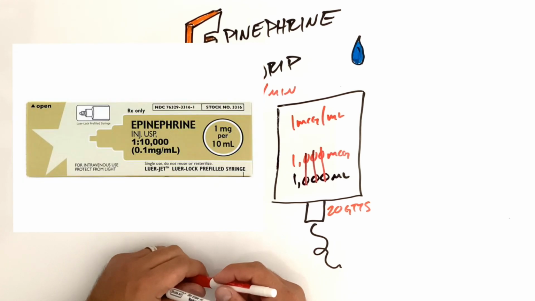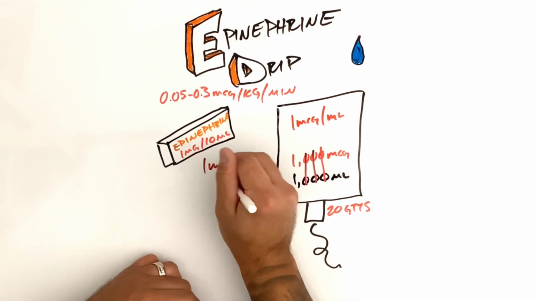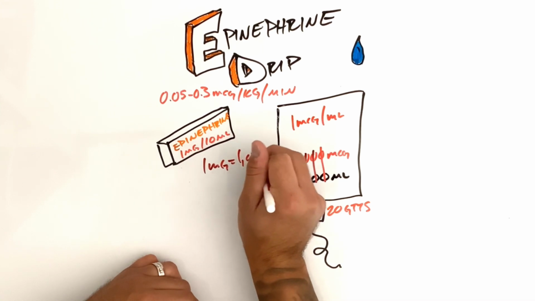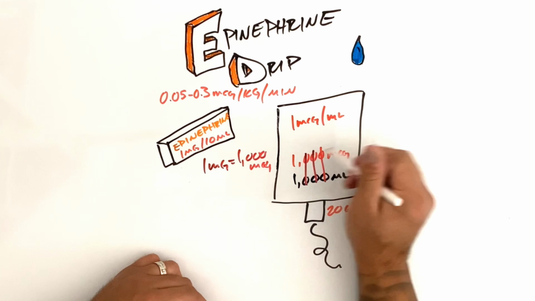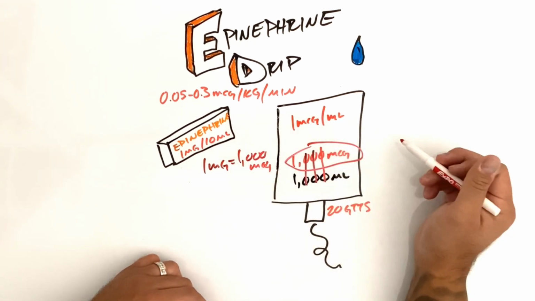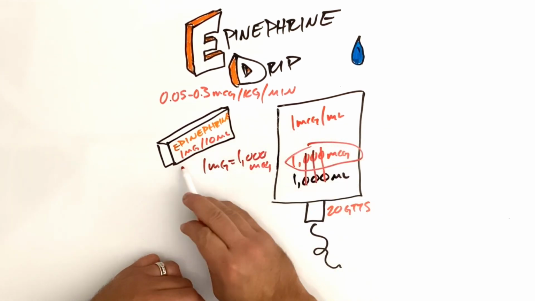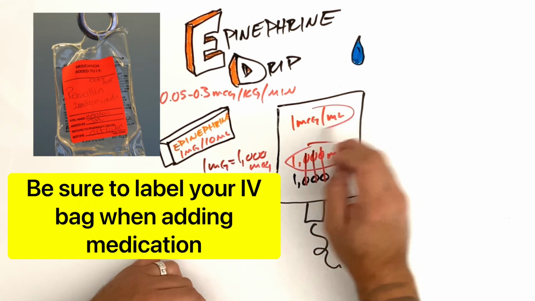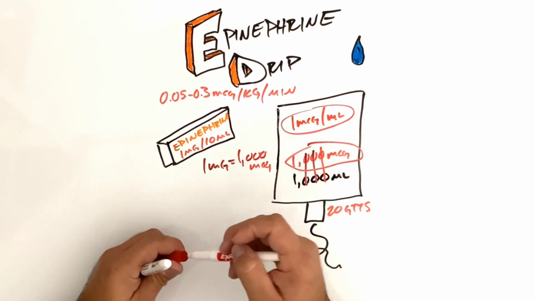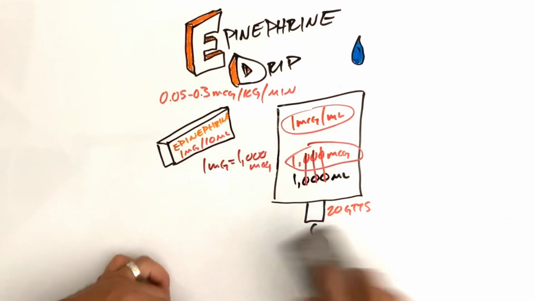So how do I get this? We have our Epi over here, 1 milligram in 10 mLs. We know that 1 milligram is equal to 1,000 micrograms. So perfect, that's what I want to make my concentration appropriate. So I'm going to put the entire milligram into my 1,000 bag to get my appropriate concentration. So let's give it to our patient.